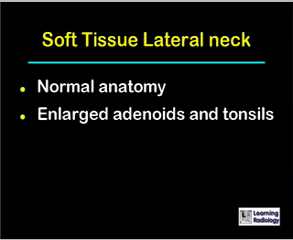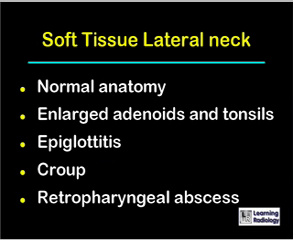Today we're going to be discussing the soft tissue lateral neck. We're going to look at the normal anatomy, enlarged adenoids and tonsils, epiglottitis, croup, and retropharyngeal abscess.